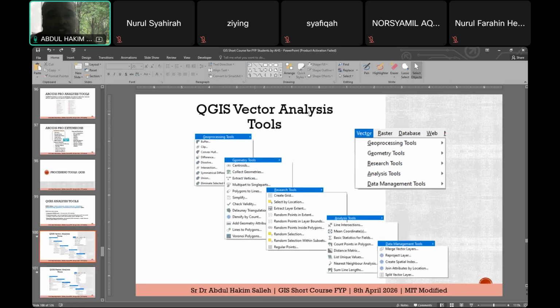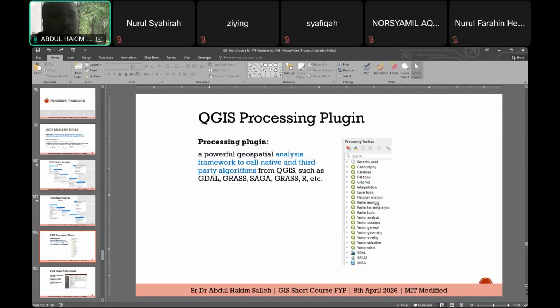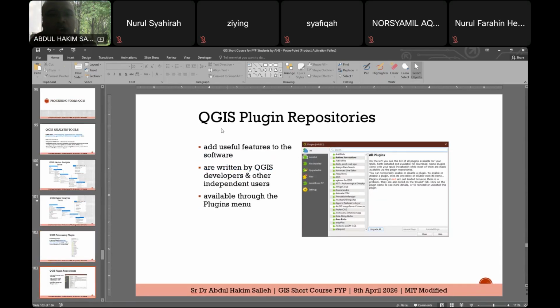And here are some of the vector analysis tools, geoprocessing tools, geometry tools. There are a lot. All of these are vector. How about raster? Raster also has a lot of tools here. We will learn some of them, but of course not all tools will be used. And a lot more. There are plugin repositories. You can download anything that was made by experts who donated the plugins.